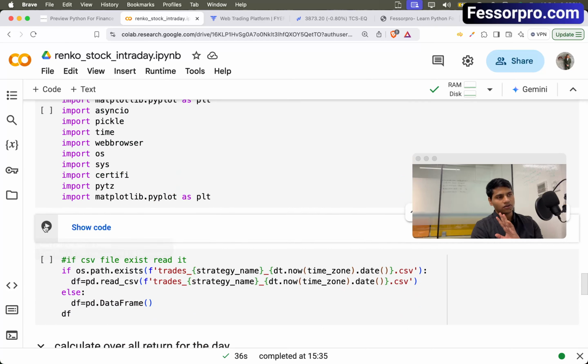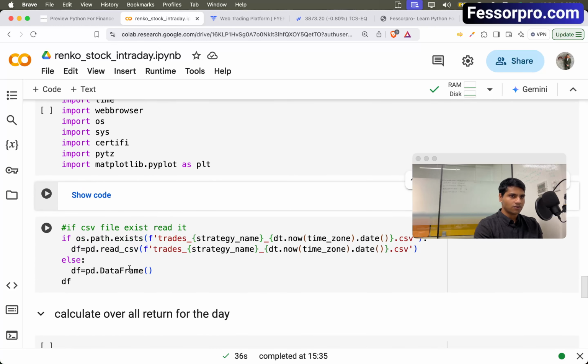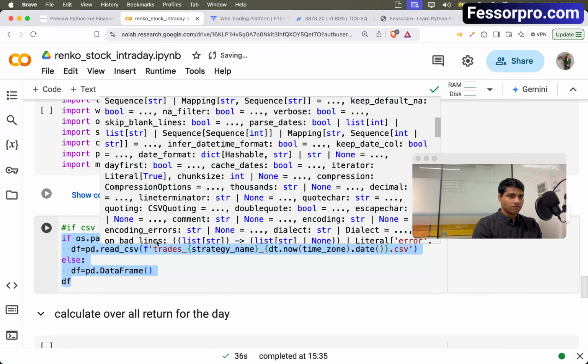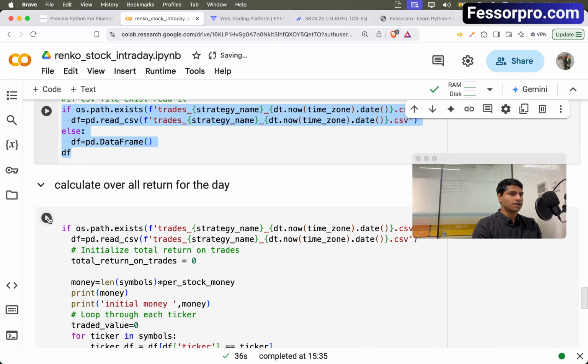Now let's say once you are done running the strategy, you have reached like 3:30, the market is closed, then you can run this piece of code. What this piece of code will do is read the CSV file that was created by your strategy. And if you run the next code, this code will tell you how much money was generated the entire day. So I'll show you an example.